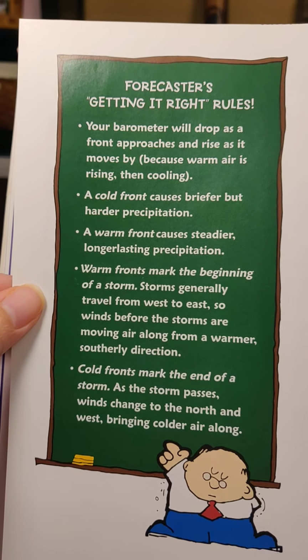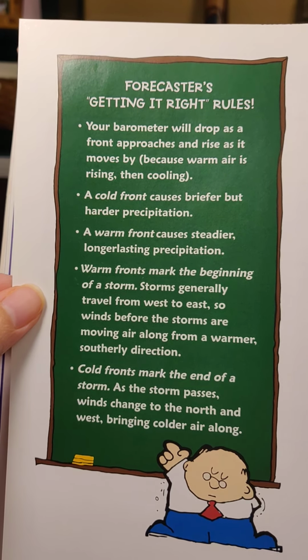Storms generally travel from west to east, so winds before the storm are moving air along from a warmer, southerly direction. Cold fronts mark the end of a storm. As the storm passes, winds change to the north and west, bringing colder air along.